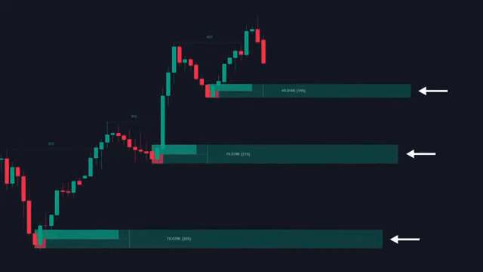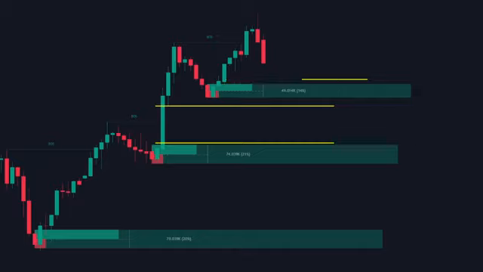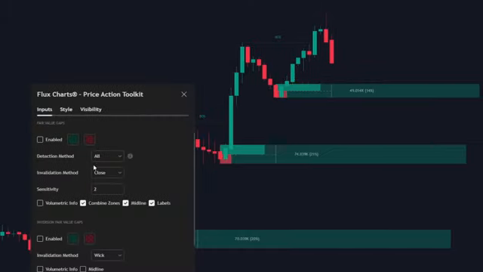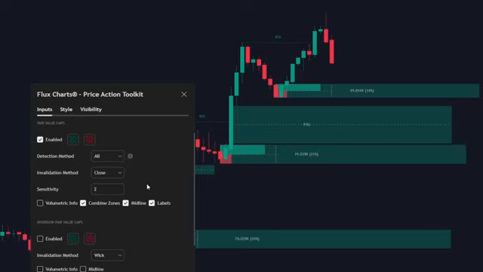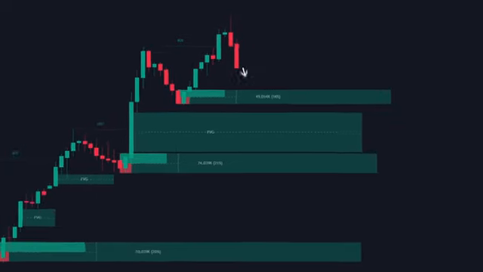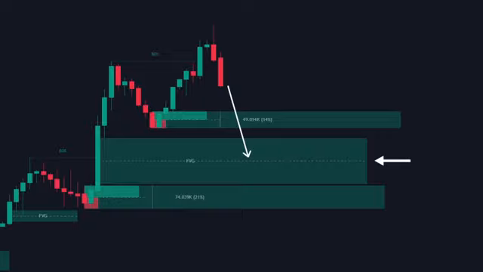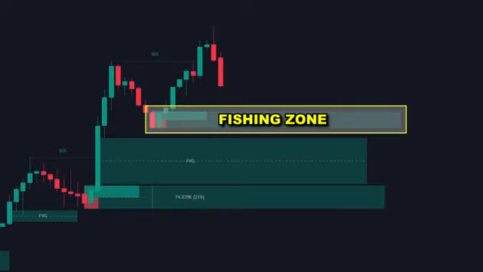Looking at this uptrend with multiple order blocks, I can immediately eliminate the higher zones because there's a massive imbalance sitting below them. If you're using the Price Action Toolkit, these imbalances will show up automatically as fair value gaps on your chart. The indicator does a solid job of marking these gaps without making the chart look messy, and you can even adjust the sensitivity to filter out smaller gaps and only show the larger ones. Price will naturally be drawn to test this area, making these zones classic fishing zones.